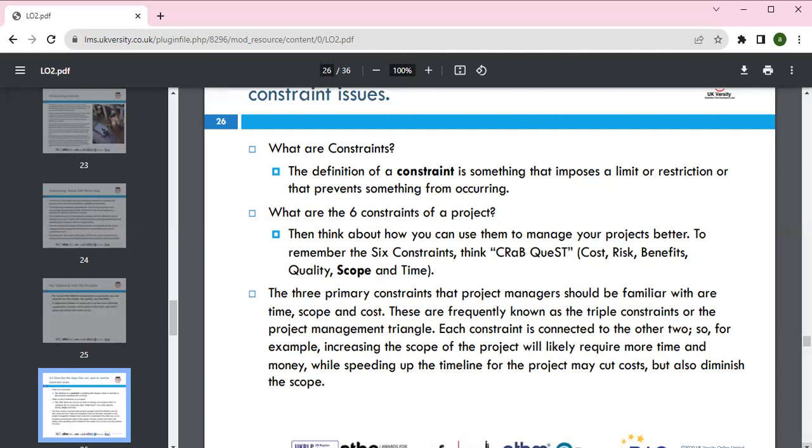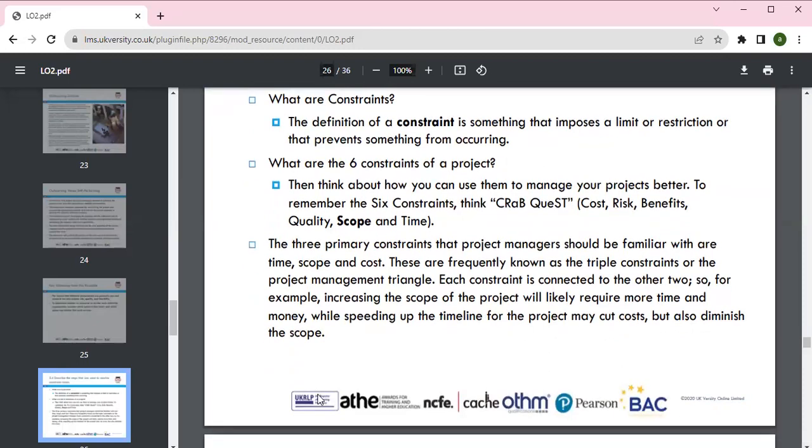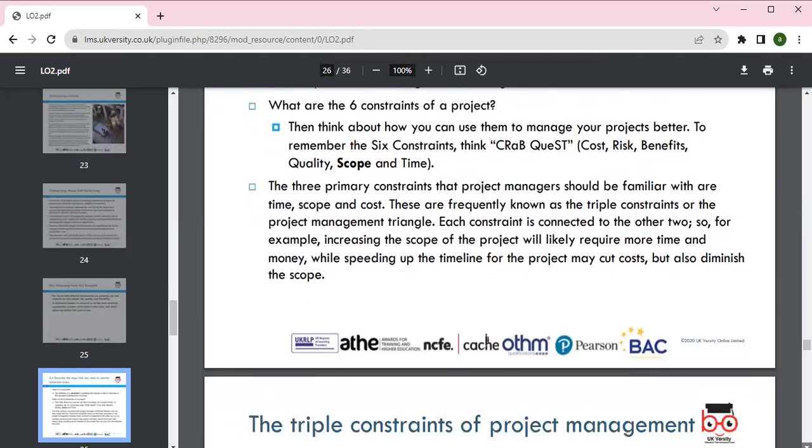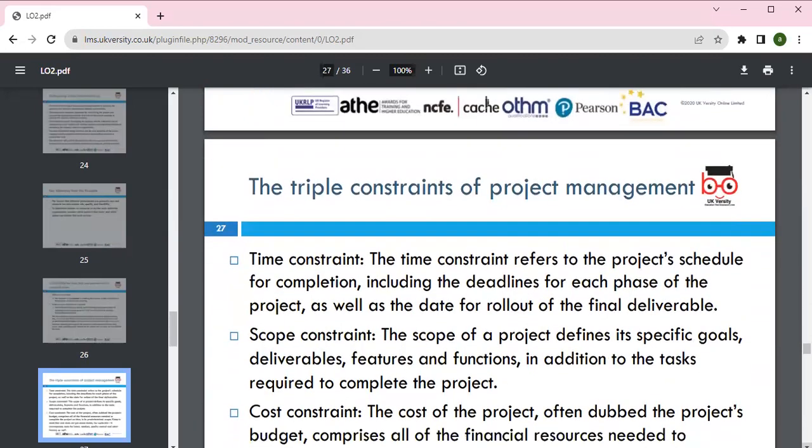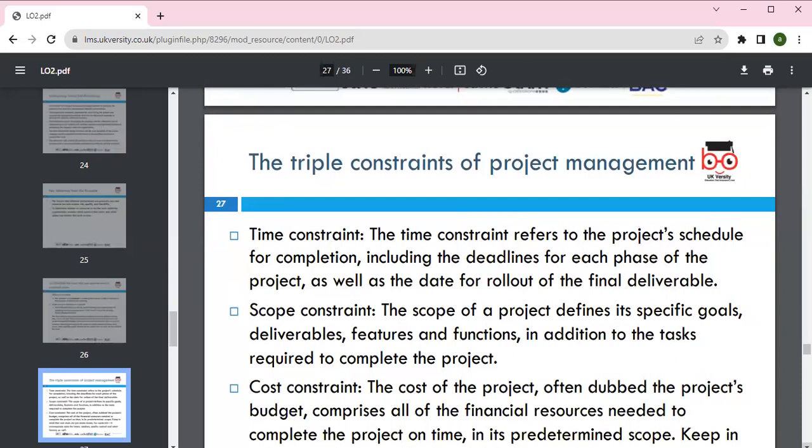So please, when we do what we call economic order quantity, we can look at the constraint in terms of contribution, and we can rank them accordingly. Any product that gives us high contribution, we can use. The triple constraint in project management includes the time constraint.